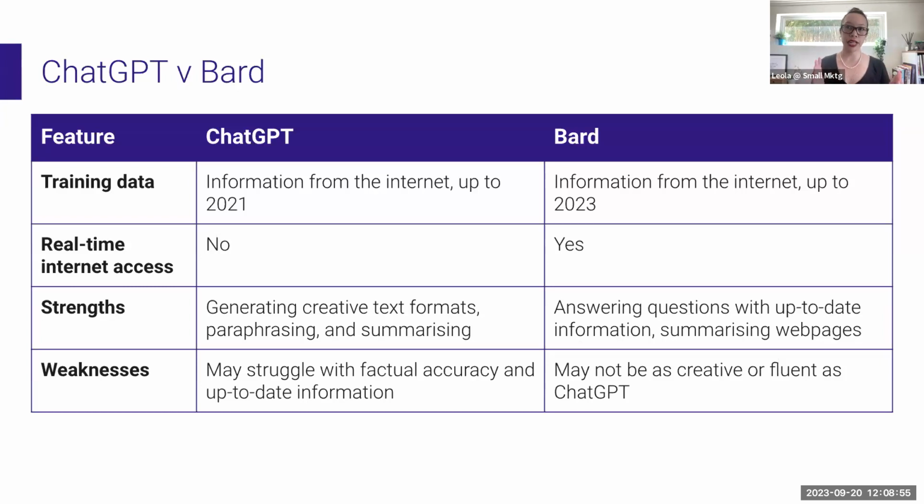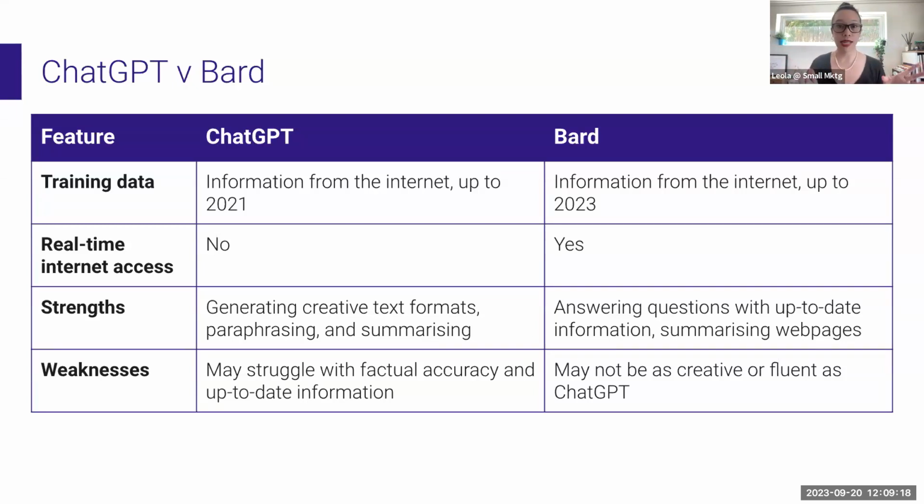So training data, ChatGPT is only trained up to about 2021 at this point, and Bard has information from the internet, which is almost real time. Sorry, not real time, but it's up to date. Let's say it's up to date. So what that means is that when you ask ChatGPT a question, the file cabinet or the information that it's looking at is only up to 2021.